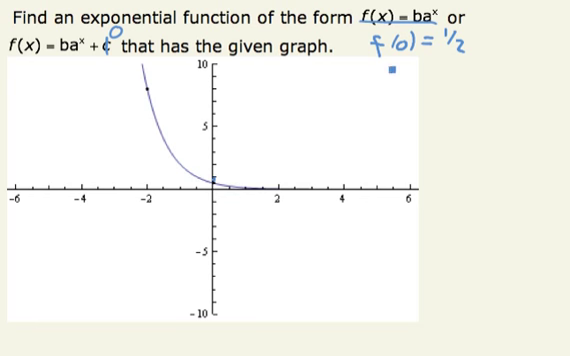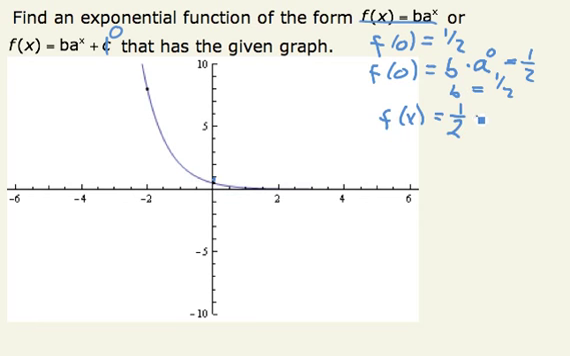Well, if f of 0 is 1/2, that means that f of 0, plugging 0 into this side, must equal b times a to the 0, and that must be 1/2. Well, a to the 0 is 1, so b must be 1/2. So that tells me that the function we're dealing with is f of x equals 1/2 times a to the x. Now we have to find out what a is.